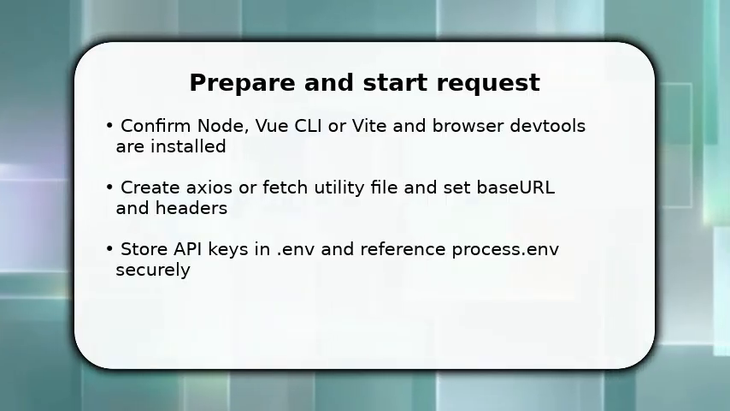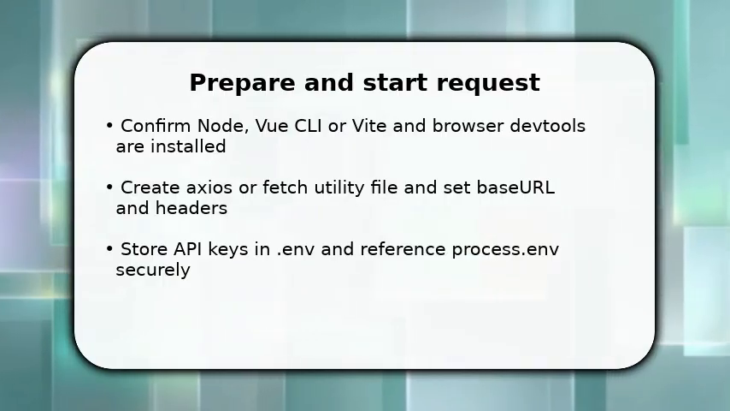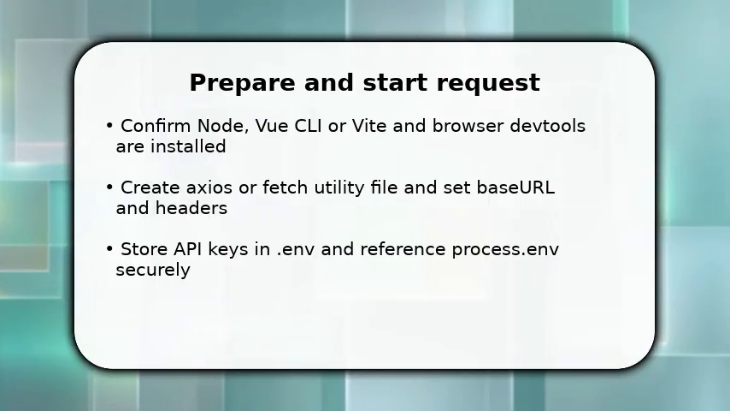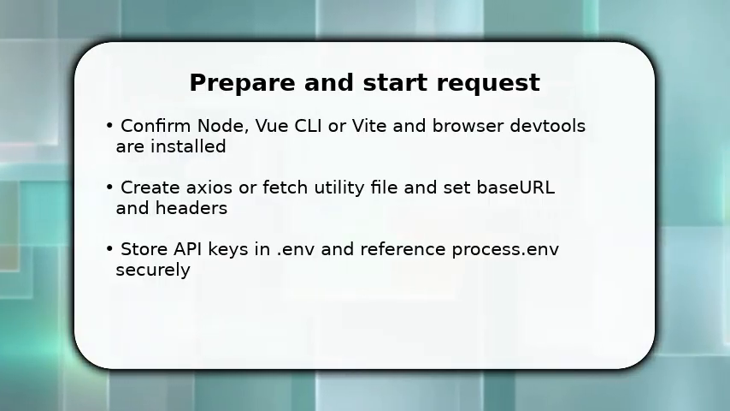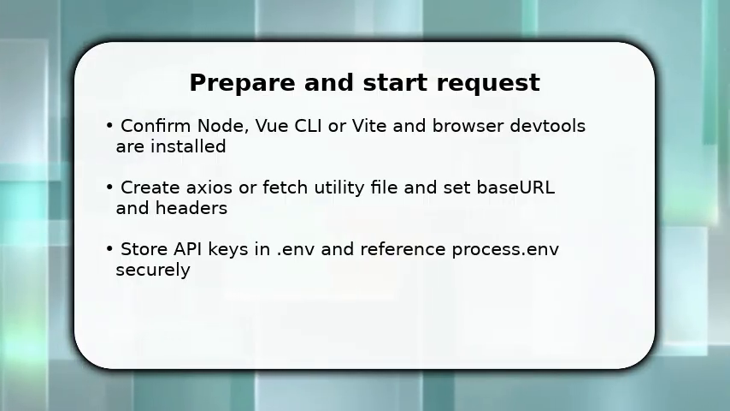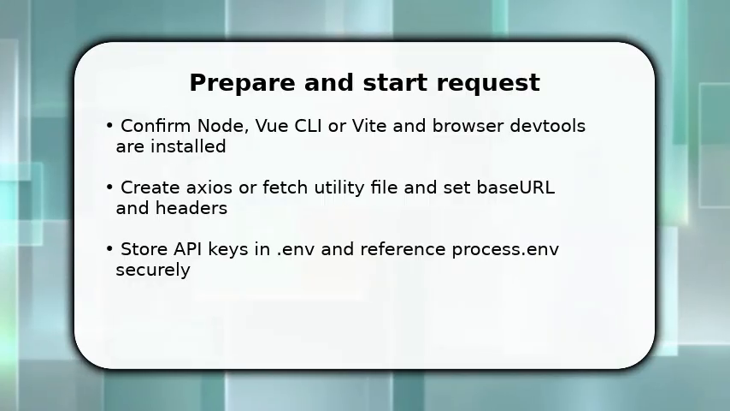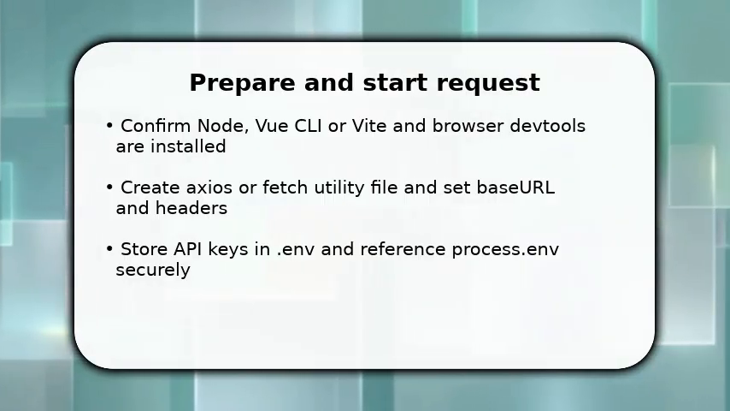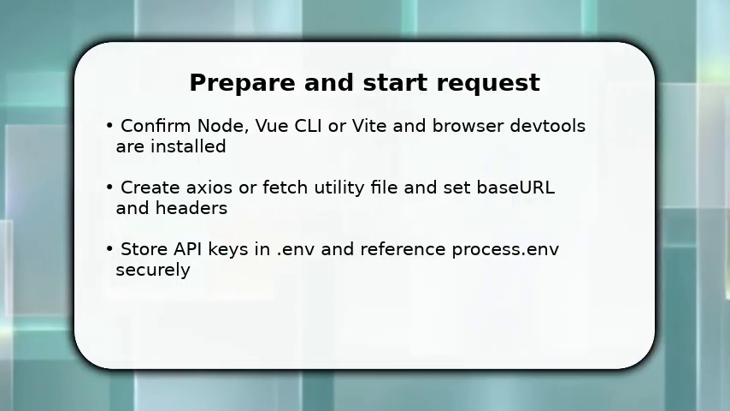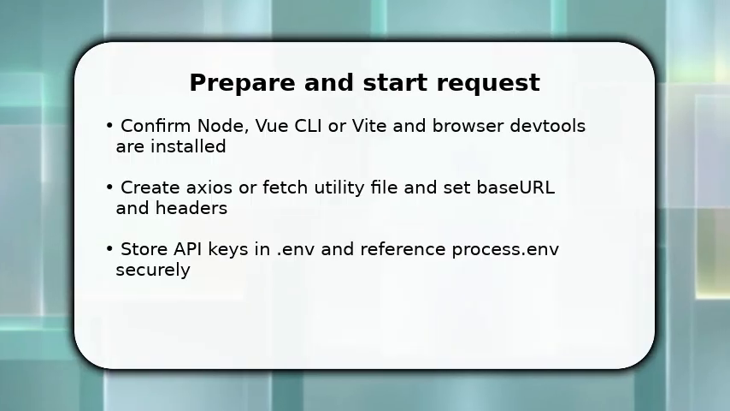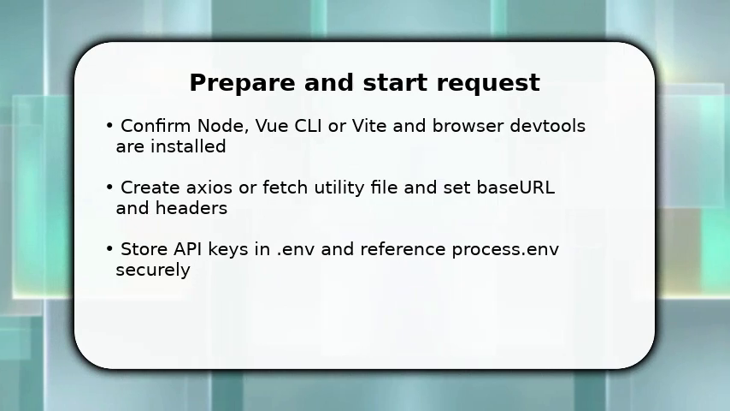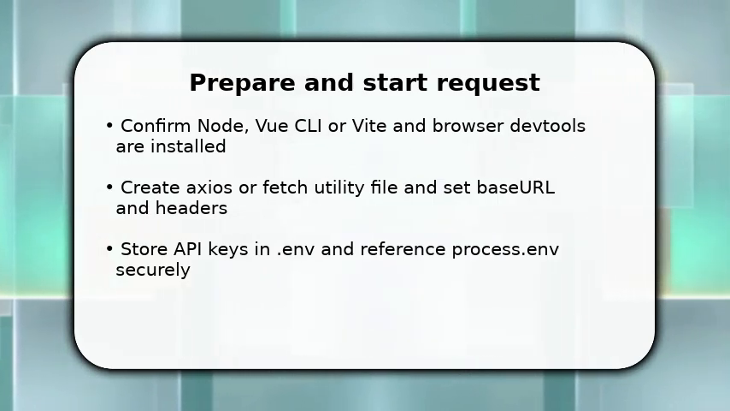You begin by wiring up the essentials so requests work reliably. First, ensure your Vue project uses Vue CLI or Vite and you have Axios or Fetch available. Create a small API.js util that sets base URL, common headers, and timeout so you don't repeat configuration. Once done, move sensitive keys into env and reference them via process.env to avoid leaking secrets. This setup saves time later and makes subsequent calls predictable and easy to manage.